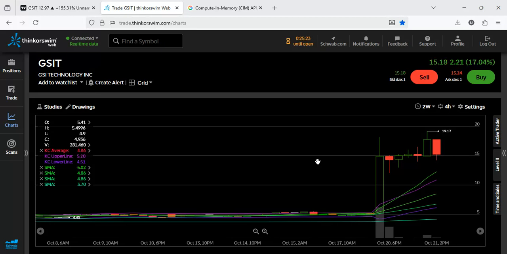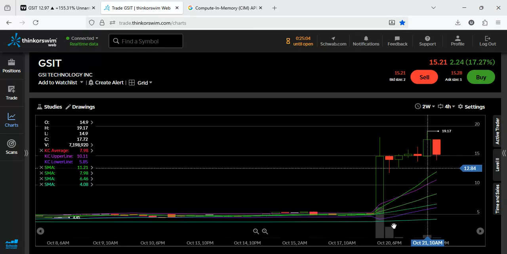GSIT has been showing a lot of strength within a longer-term bullish trend, up 17.96%. This is on top of the gains of 155.31% yesterday. So today is Tuesday, the 21st of October, 2025, pre-market session. Intraday high in this session, $19.17. Let's find out what's going on.